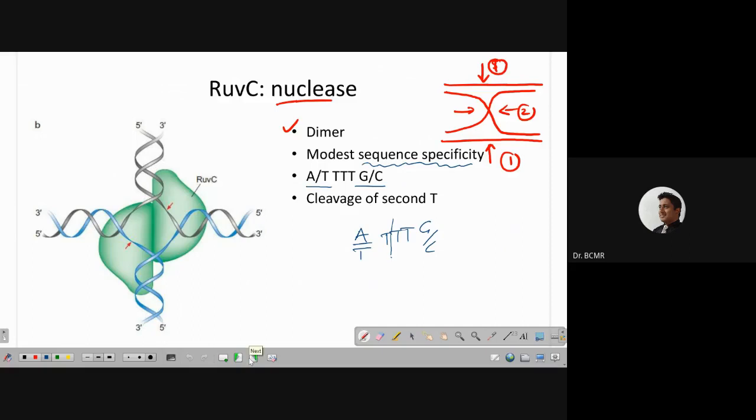Whether it is cutting in site 1 or site 2 depends on how the RuvC dimer binds to the Holliday junction. It has a modest sequence specificity. You don't need to memorize this by heart, but you should know that it doesn't cleave everywhere. They have some kind of specificity.